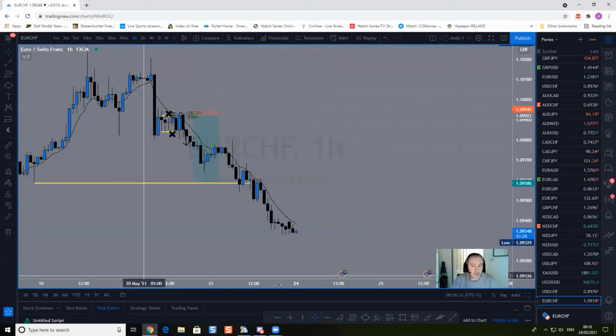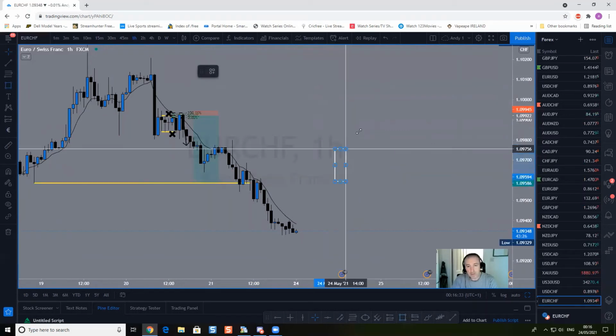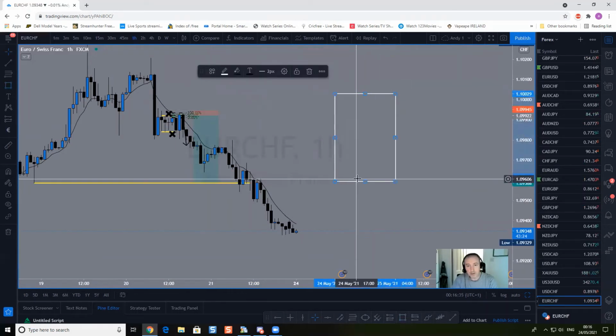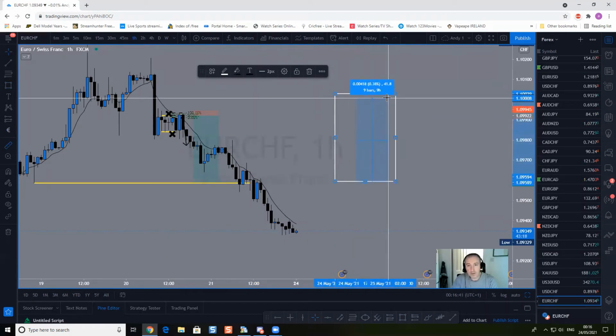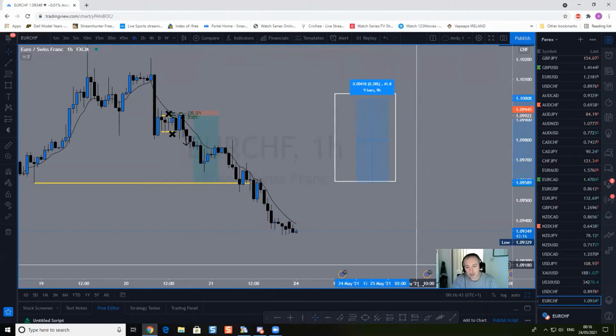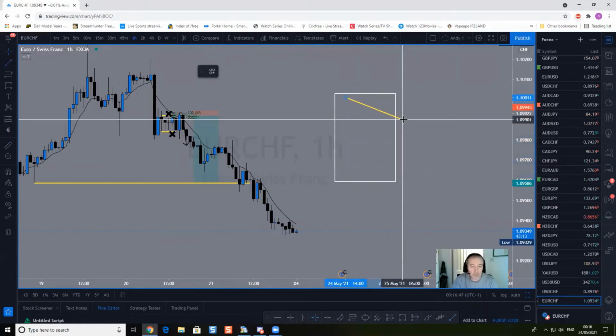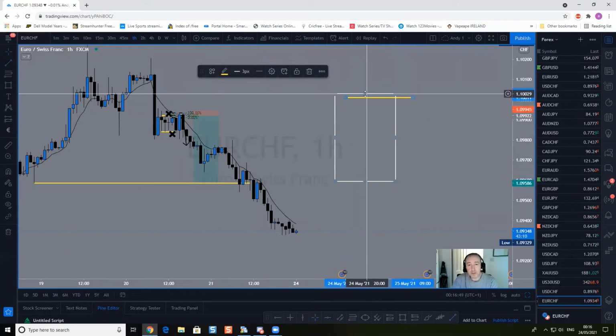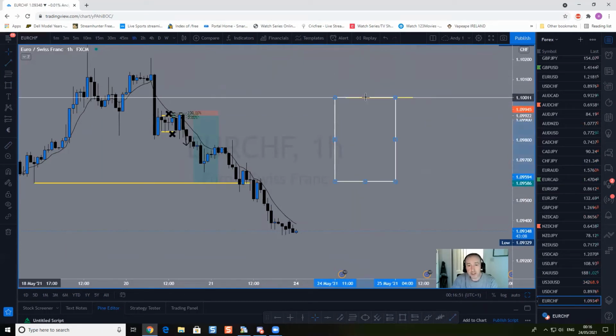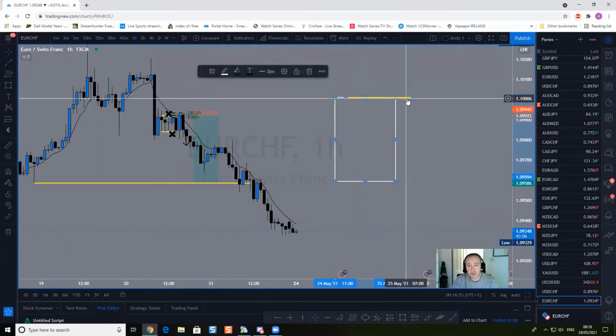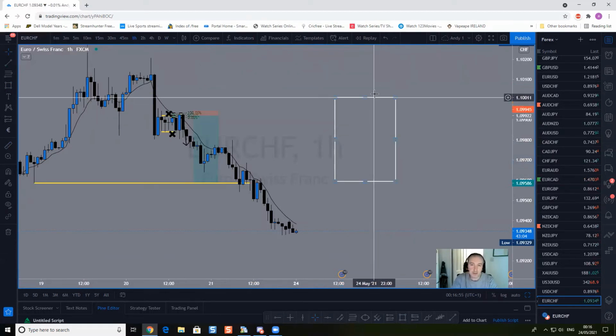So let's draw a box. Let's put it roughly there. It doesn't need to be exactly accurate, right? It's going to be there or thereabouts. So this is 42 pips. We just move that down onto the line. Okay, so now we have a box of 42 pips.